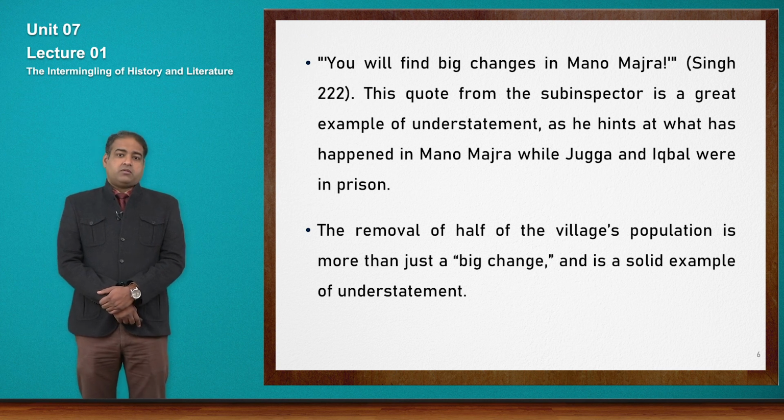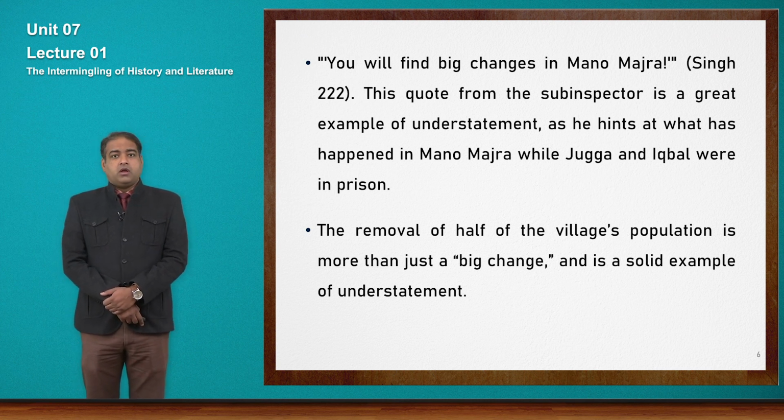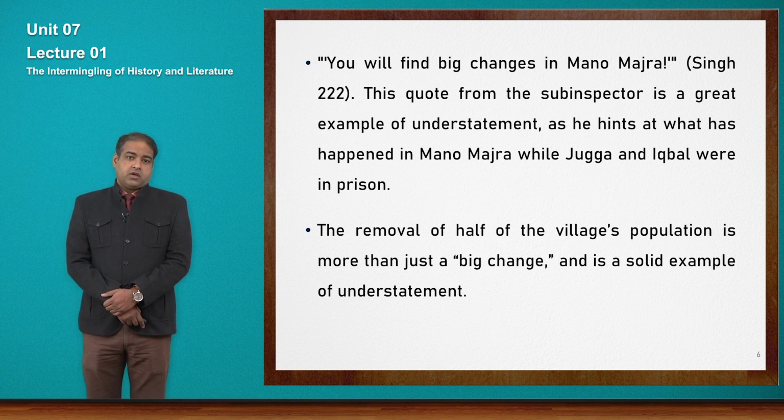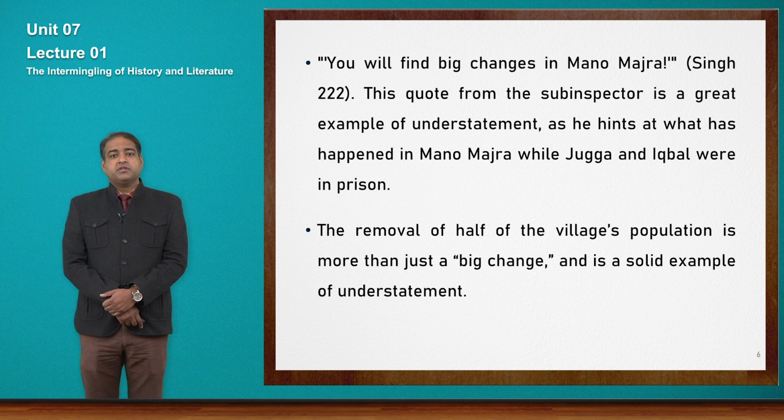Now this is again a quotation. This quote from the sub-inspector is a great example of understatement, as he hints at what has happened in Mano Majra while Jagga and Iqbal were in prison. Friends, this statement is given by a sub-inspector. There is a character in the story who is a sub-inspector. That sub-inspector arrests Iqbal and Jagga for the murder of a person.